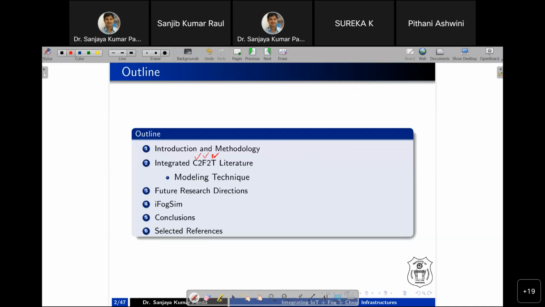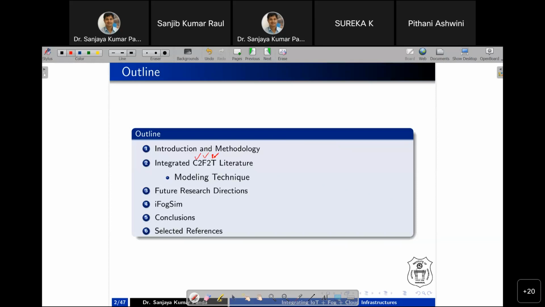Whatever literature we are going to discuss regarding the integration is based upon modeling techniques, or you can say based upon analytical modeling. They are not following business modeling. Okay, business modeling is not followed, they are following only analytical modeling. Then we'll see the future research directions in the integration of IoT, fog and cloud.